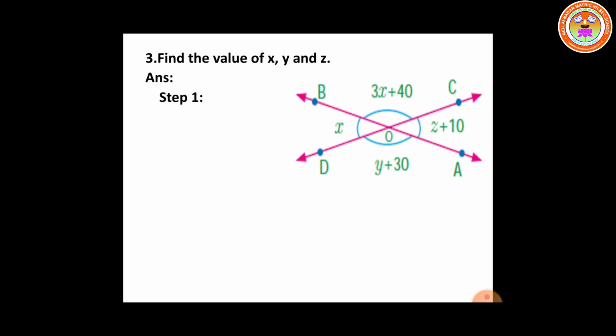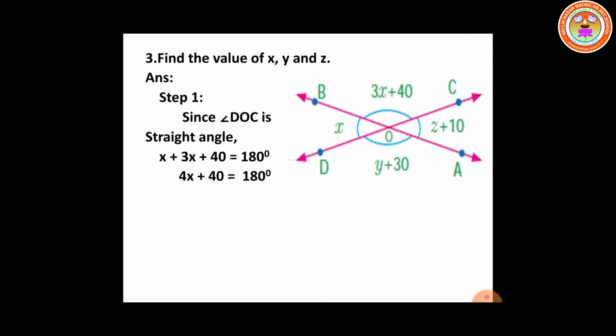Step 1. Since angle DOC or COD is a straight angle, a straight angle means 180 degrees. We add together BOD and BOC equal to 180 degrees. BOD equals x. BOC equals 3x plus 40. So x plus 3x plus 40 equal to 180 degrees. 4x plus 40 equal to 180 degrees.